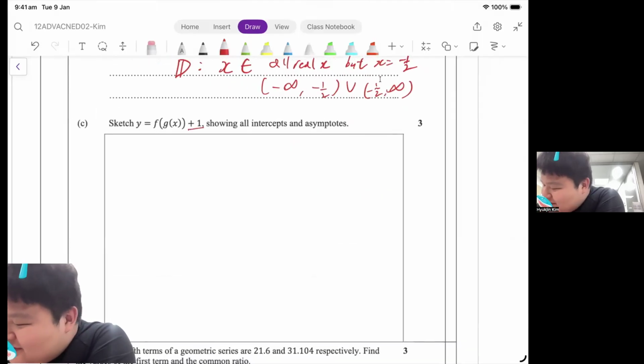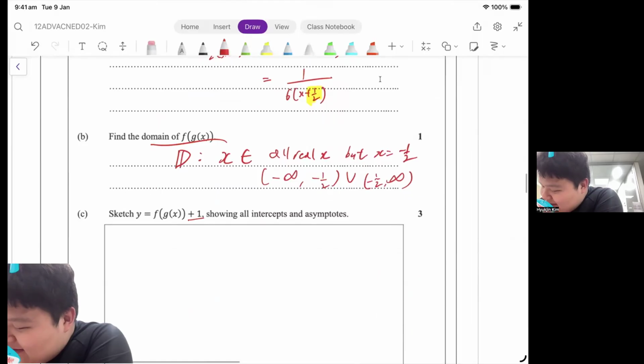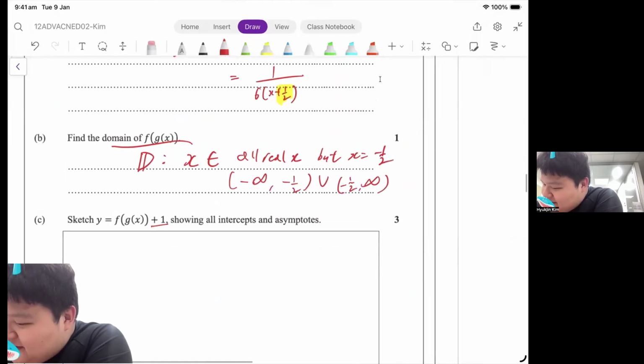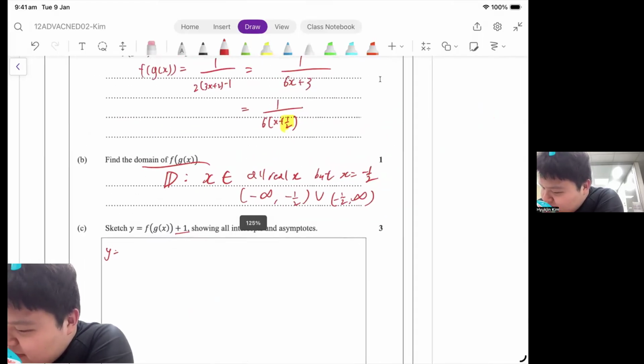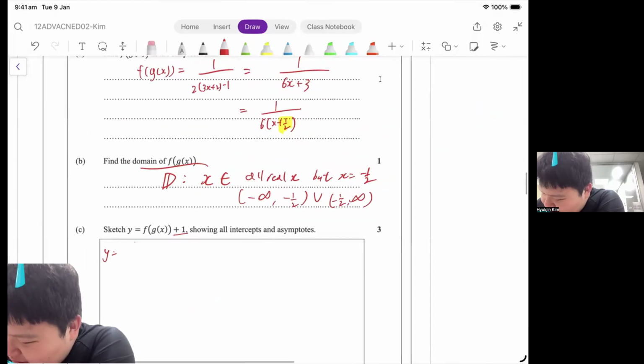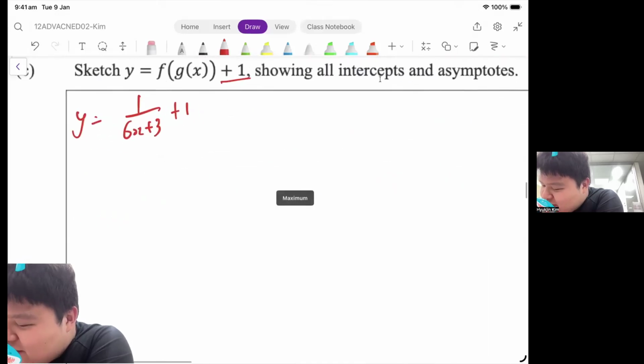Sketch that, plus 1. Okay. y equals. I'm just going to write it again just because that is what I like to do. That's what Mr. Kim likes to do.